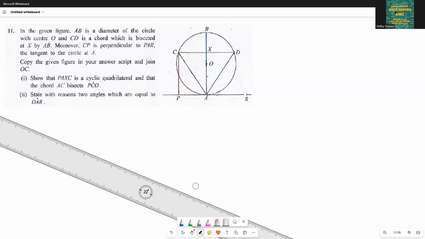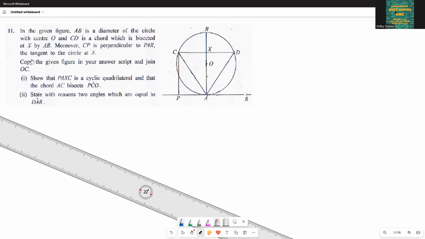Hello children, today we are going to discuss 2024-2025 O-Level Maths paper question number 11. In the given figure, AB is the diameter of the circle with center O and CD is a chord which is bisected at X by AB.